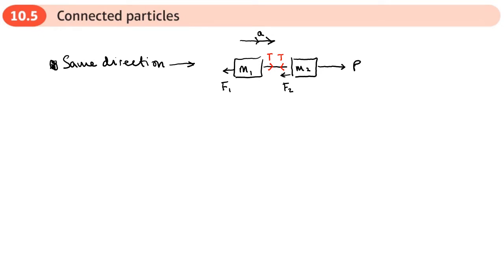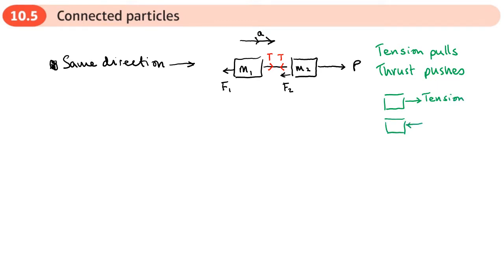And it's just worth reminding you that tension pulls from the object it's connected to, and thrust pushes. So thrust would push into the object. So if I've got something like this, tension would go like this, pulling away from it, whereas thrust would push into the object. Right, so let's go back to my diagram here. So these two masses are connected by some string. There's tension pulling away from both of them, okay, and we want to find the acceleration.